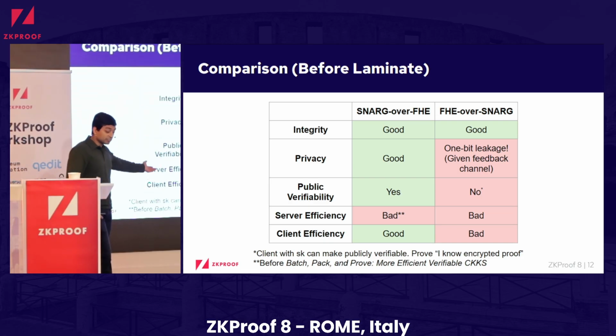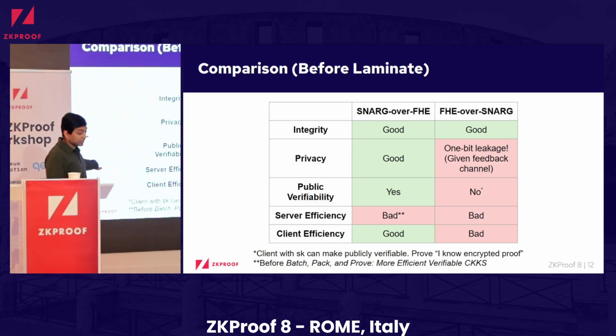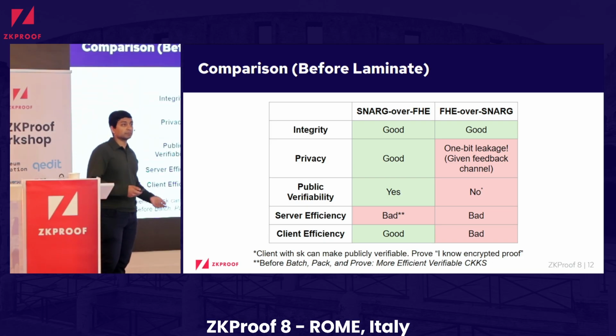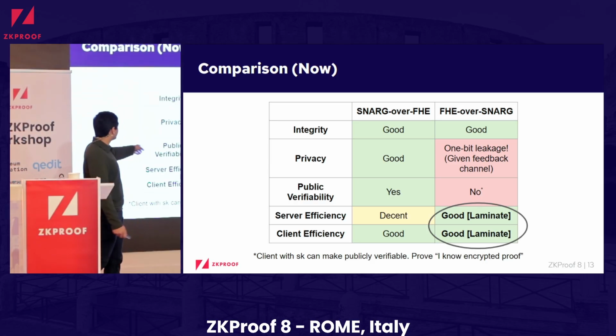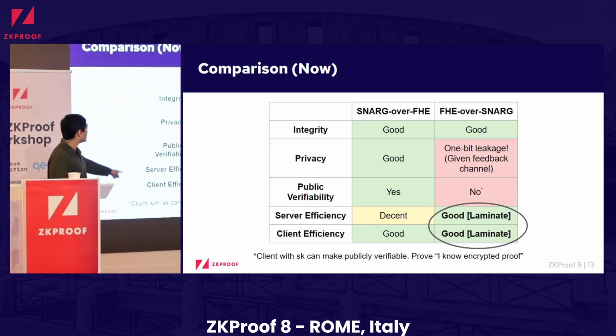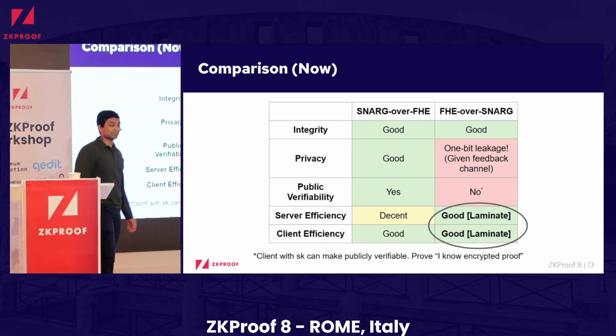And as far as server efficiency goes, both of them were really bad before our work, and client efficiency was good in the SNARG over FHE case, but bad in the FHE over SNARG case. And that's not inherent to FHE over SNARG, it was just limitations of past constructions. As we'll see, what we do is we make the server efficiency good and the client efficiency good. And you'll see that the server efficiency here changed to decent because of batch pack and proof, the thing we just saw.